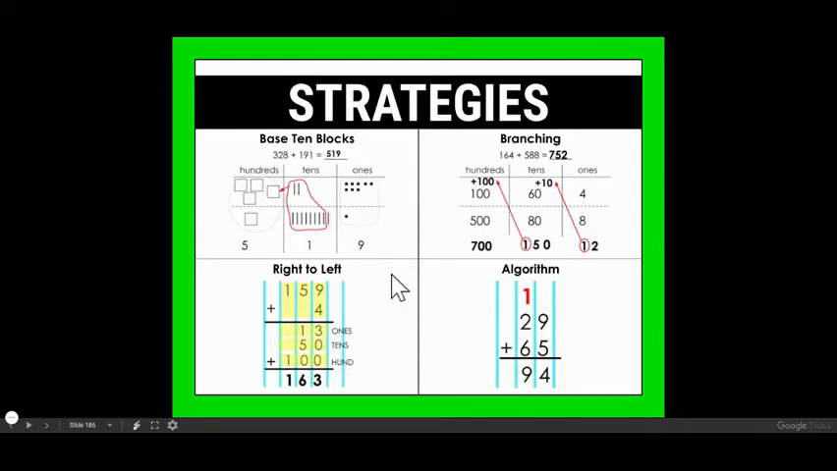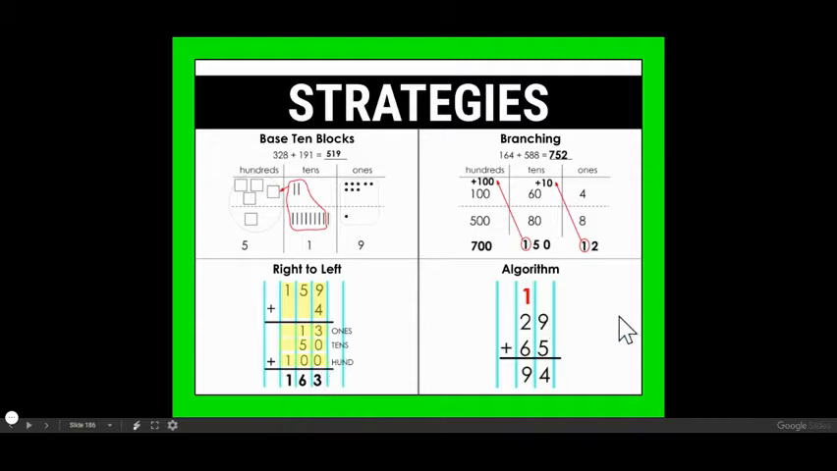Our next strategy is from right to left. So remember, we start in our ones, we add up our ones. Then we go to our tens, we add up our tens and we stack that underneath the ones. And then we add our hundreds and we stack that underneath. And then we combine all those together to get our sum.